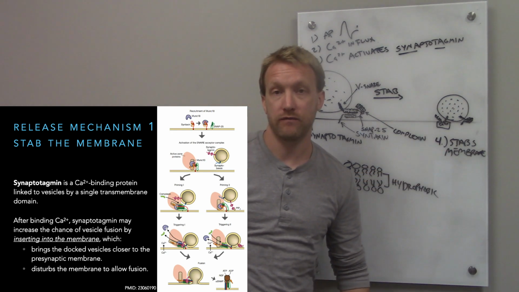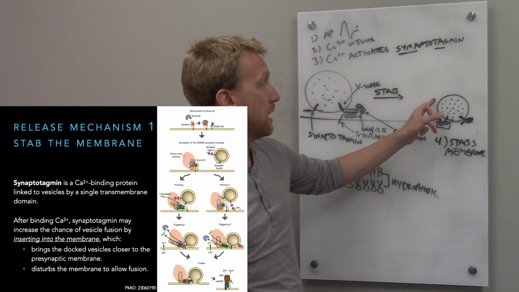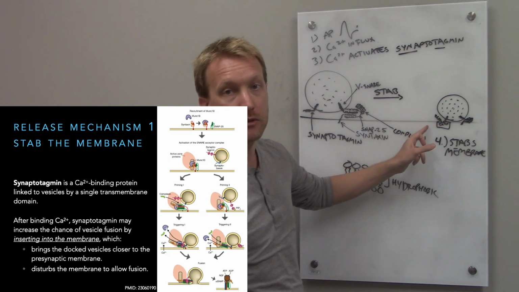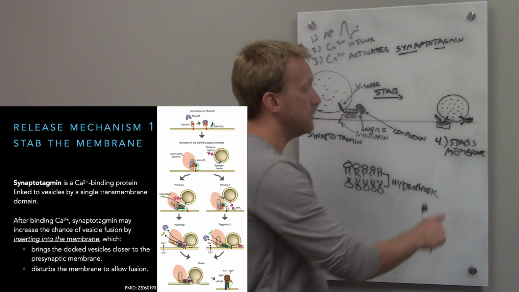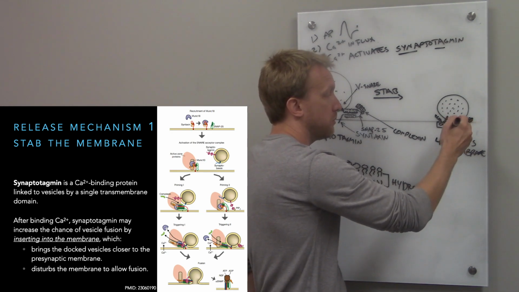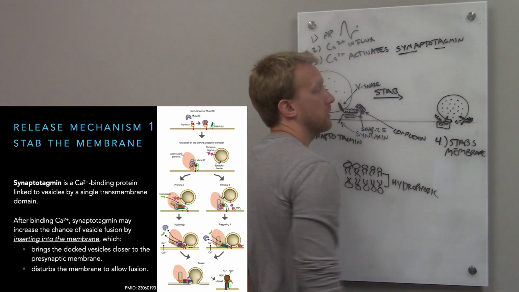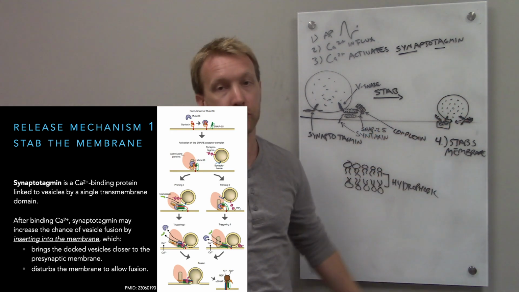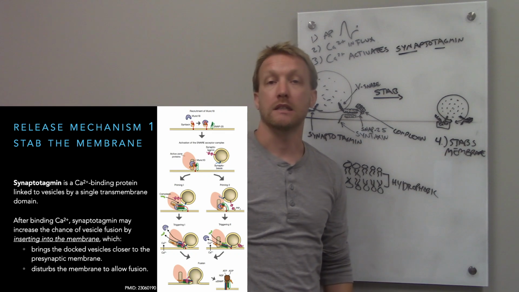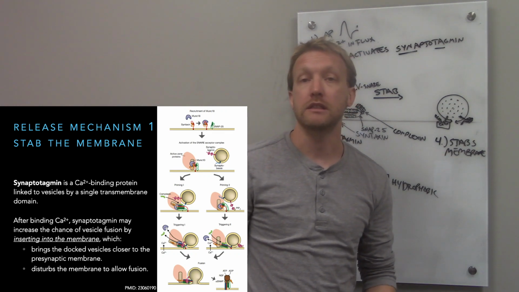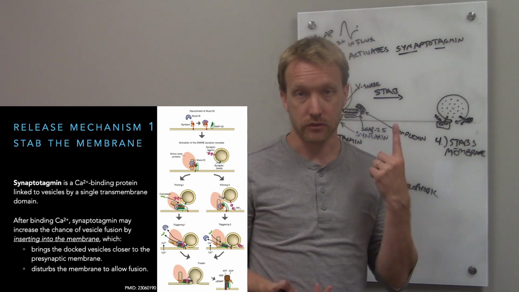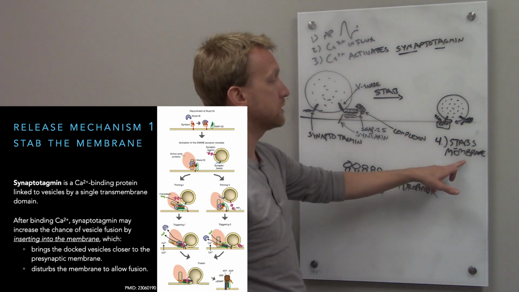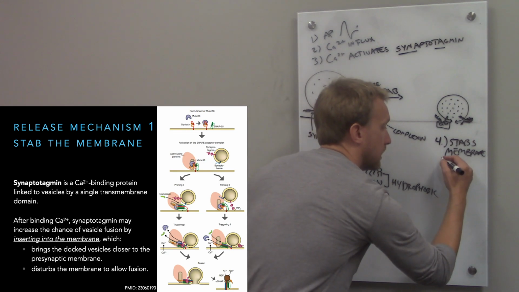This facilitates fusion between my synaptic vesicle membrane and my presynaptic terminal's membrane. Because what we're trying to do is break both of these apart and snap them together, making one continuous sheet of membrane so neurotransmitters diffuse away. It's a lot easier to fuse your membranes if you destabilize them. So that's the first thing synaptotagmin does. Stab. Insert into the membrane to destabilize it.